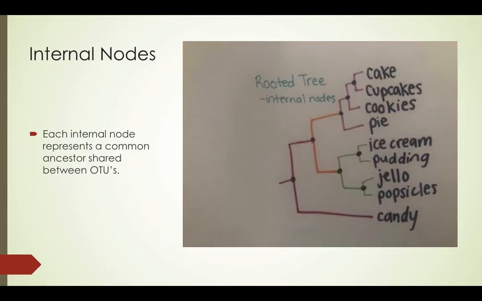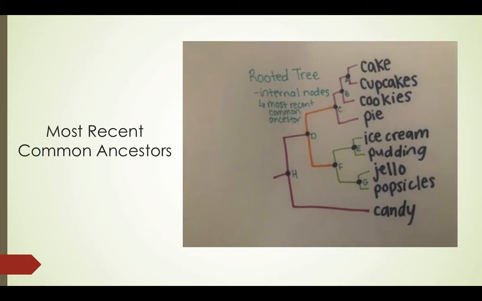The place where the branches split into new branches is called a node. Nodes represent common ancestors between OTUs. I have highlighted all of the nodes within my tree. Here I have labeled all of the nodes to help illustrate the idea of the nodes being common ancestors.